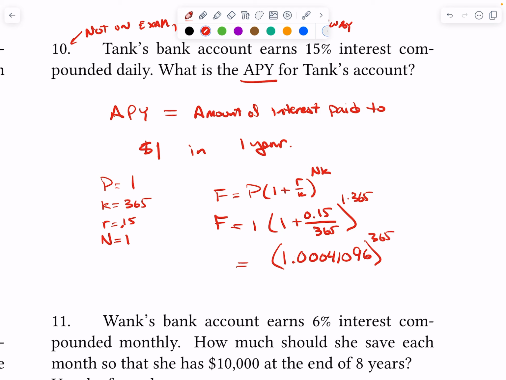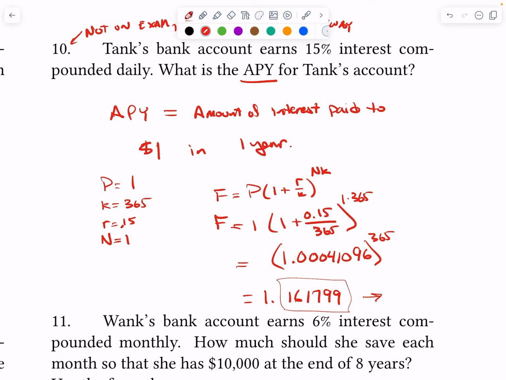1.000. I did something bad on my calculator, so I have to type it all back in. Raised to the power of 365. And I got 1.161799. Okay, so this part, that is the annual percentage yield.